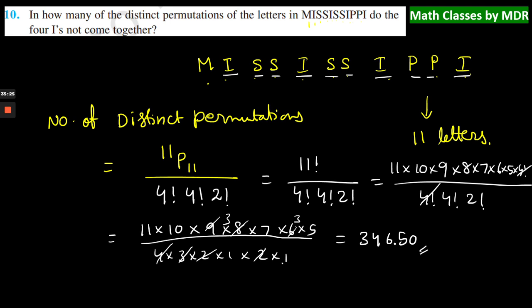Okay, we will get 34,650 permutations. So how many distinct permutations are we getting here? 34,650. But here the question is that you have to get the distinct permutations of the letters such that all 4 i's should not come together. Let's see that case. So how many words are there in this number of distinct permutations which have all 4 i's together? Let's see that.